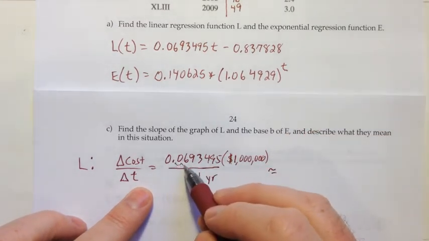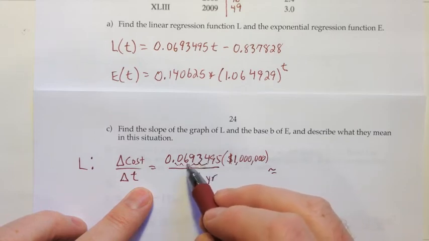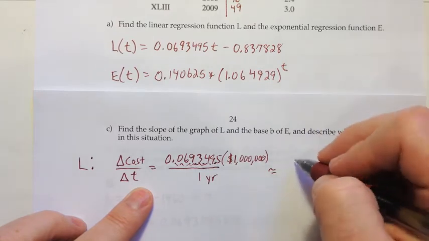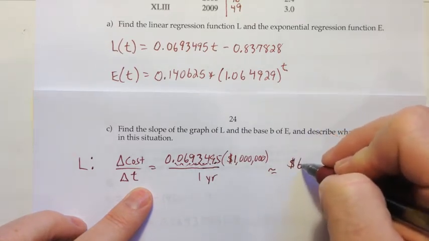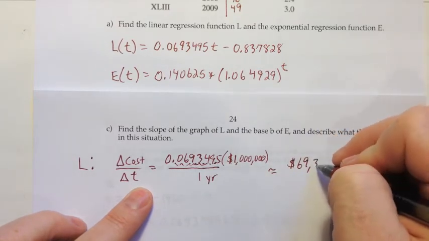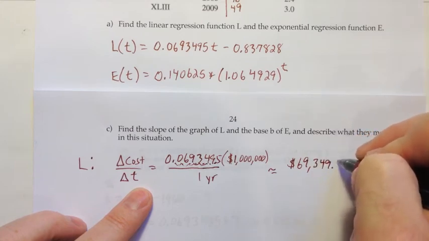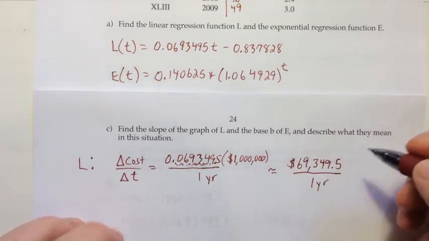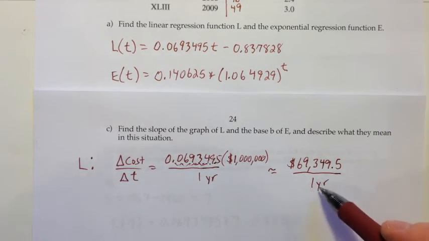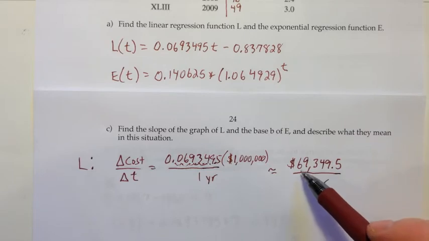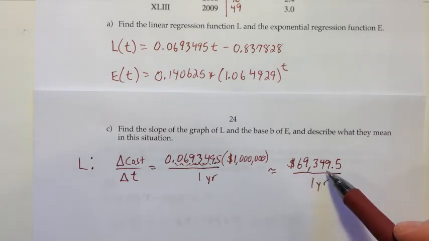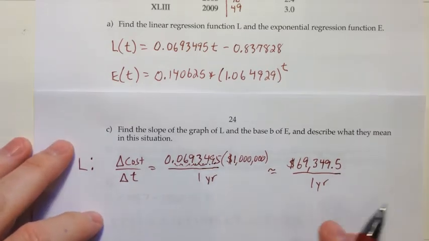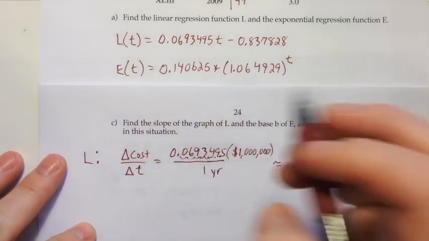So that goes over 1, 2, 3, 4, 1, 2, 3, 4, 5, 6, right there after the 9. So that would be $69,349 and I guess 50 cents if we want to keep that 0.5 over 1 year. So what is that telling us? For each additional year that goes by, the cost of a Super Bowl commercial is increasing by about $69,349.50. So let's go ahead and squeeze that in here.